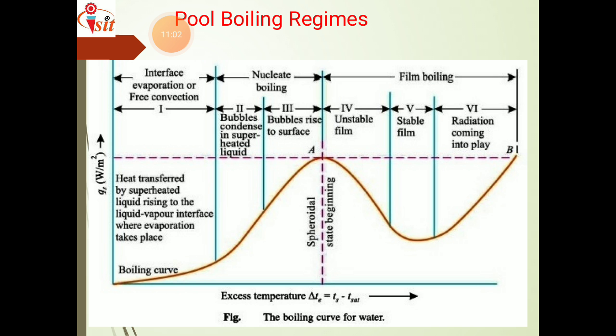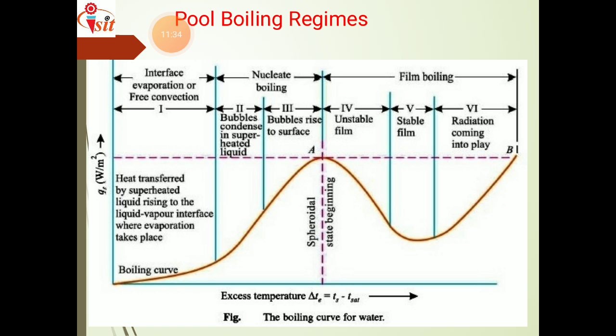Nucleate boiling is characterized by bubble formation. Again there are two sub regimes: in the first, bubbles condense in the superheated liquid, and in the second, bubbles rise to the surface and reach the free surface of the liquid. This is nucleate boiling, and it generally occurs when the excess temperature is above 50 degrees centigrade. There is one point where maximum heat flux occurs.